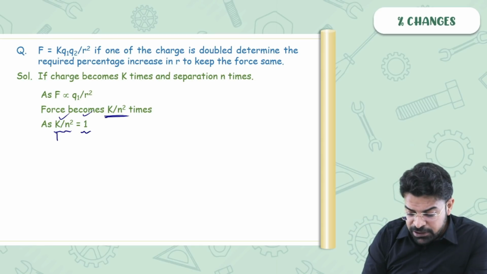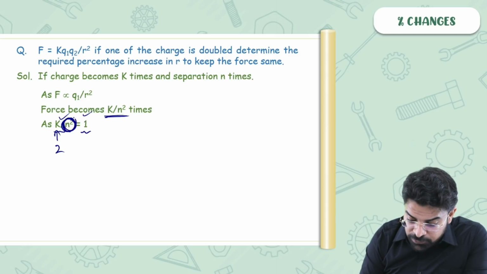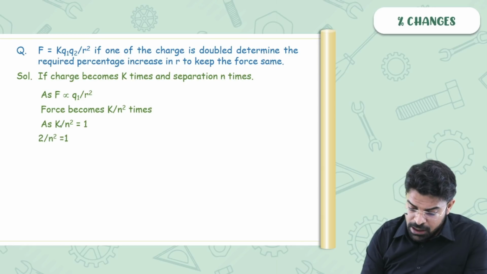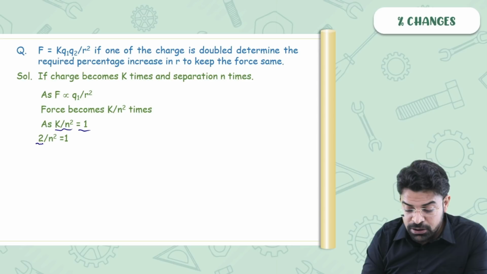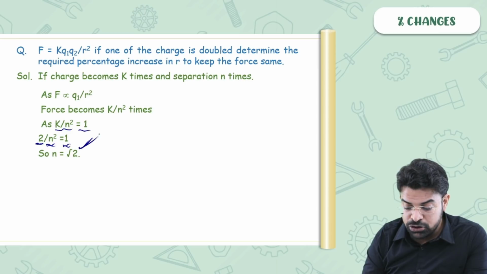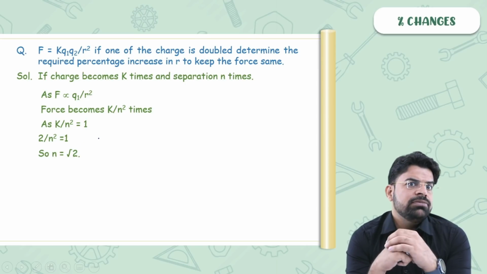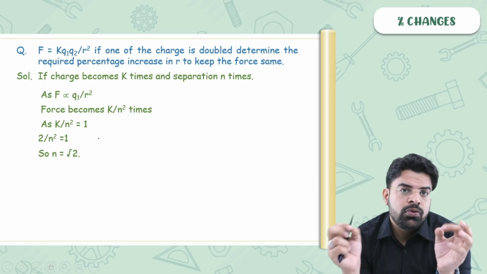They have given you in the question that K is 2. Then what has to be the value of N so that the force remains the same? So you will say K upon N square should be 1. And they have told me that the charge becomes double. So 2 upon N square should be equal to 1. As 2 upon N square equals 1, you can say that N has to be equal to root 2. So on doubling one of the charges, if you want the force to be the same, the separation should become root 2 times.